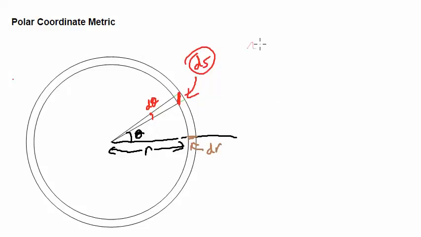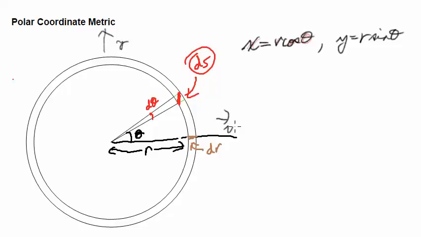Let's start by saying that x equals r cosine theta. X equals r cosine theta and y equals r sine theta. So x and y are Cartesian coordinates going this way and this way. And so this value of ds over here is going to be ds squared equals dx squared plus dy squared. That's just the Pythagorean theorem.